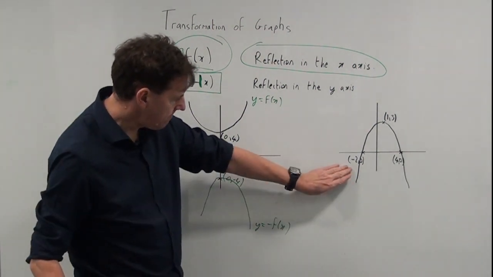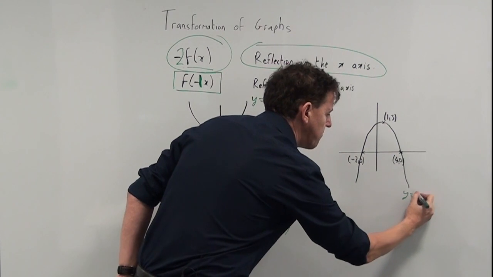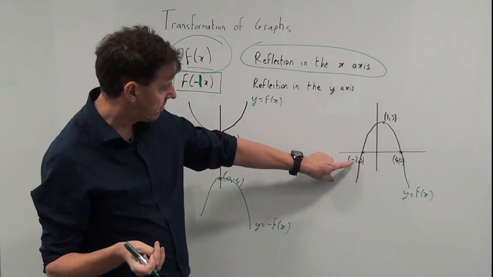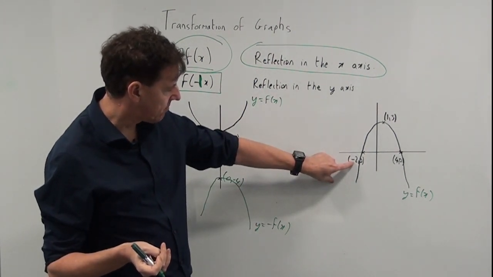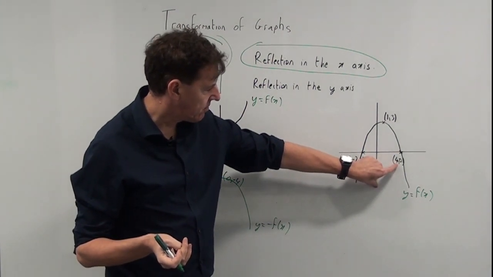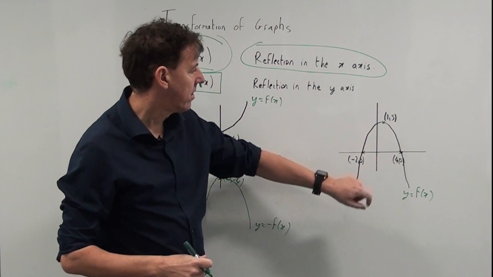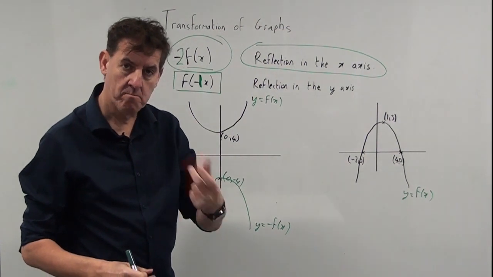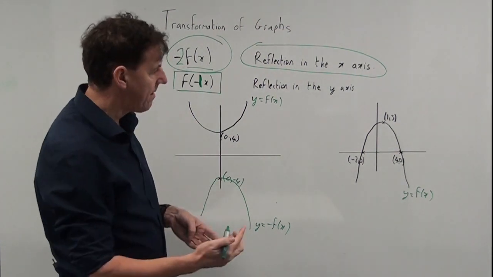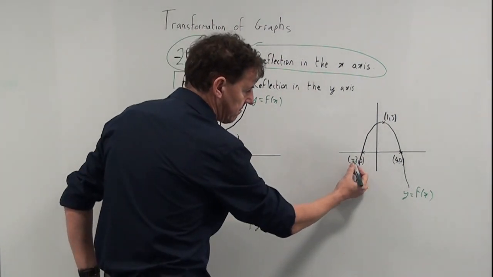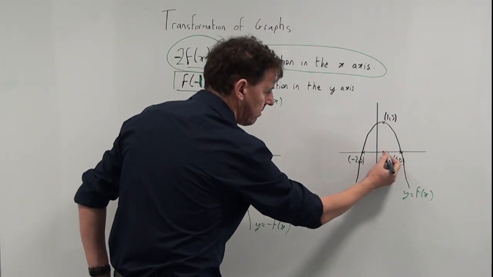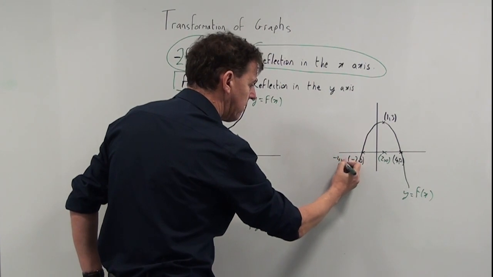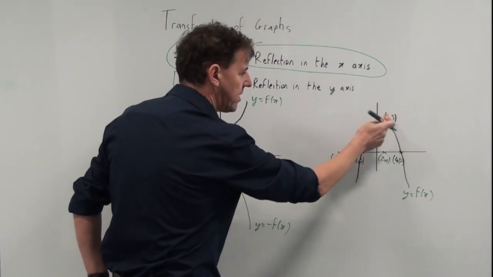Well, if you have a look at this diagram here, this is my original function graph. What would it do to each of those x-coordinates? Well, it would take that (-2, 0), and I'd divide that x-coordinate by minus 1. It would take (4, 0), that x-coordinate's 4, I would divide that by minus 1. It would take this coordinate (1, 3), and I'd divide that 1 by minus 1 to get minus 1. So what's actually happening is each of these, (-2, 0) has gone to (2, 0), (4, 0) has gone to (-4, 0), (1, 3) has gone to (-1, 3).